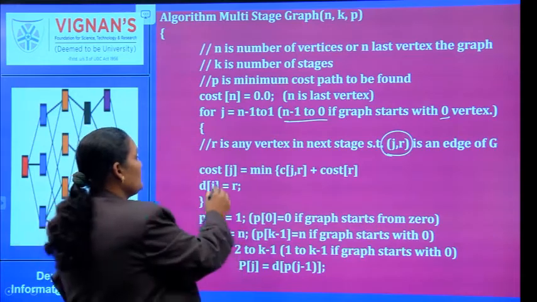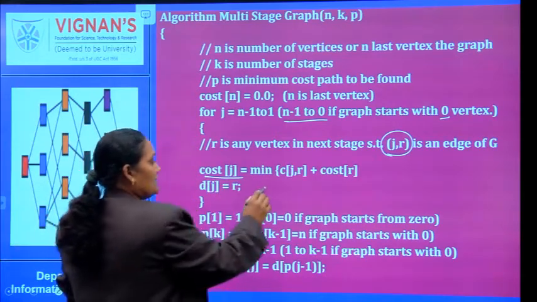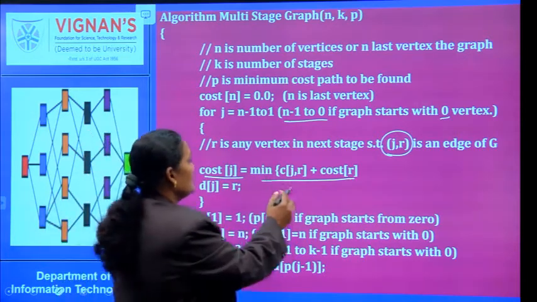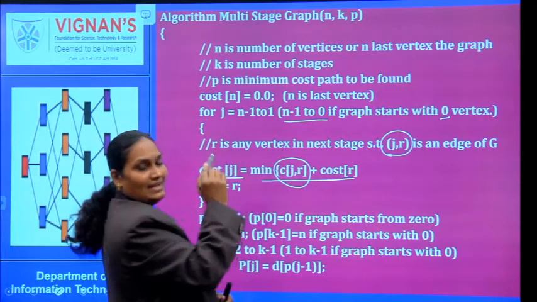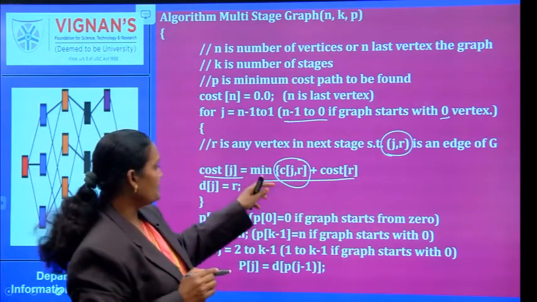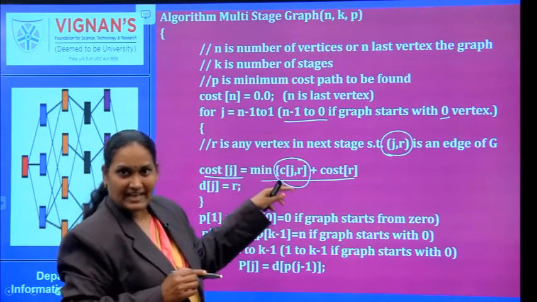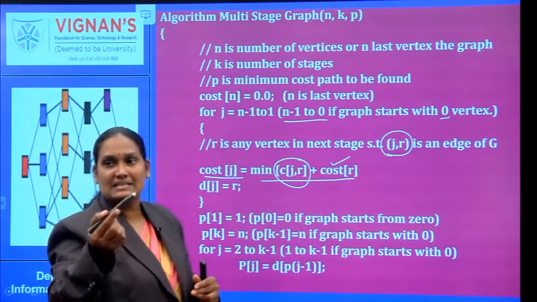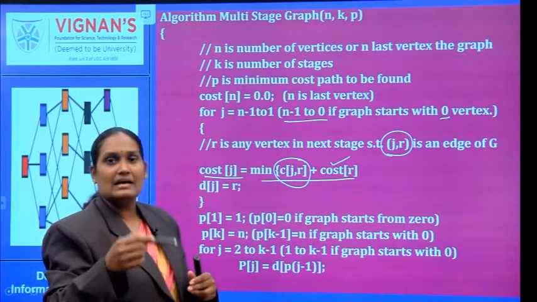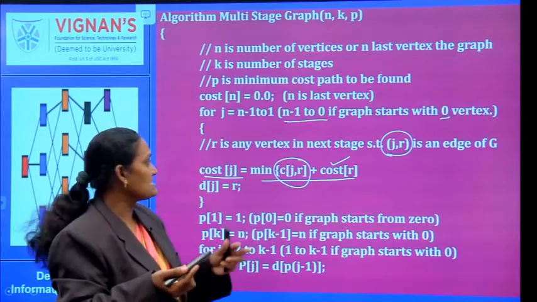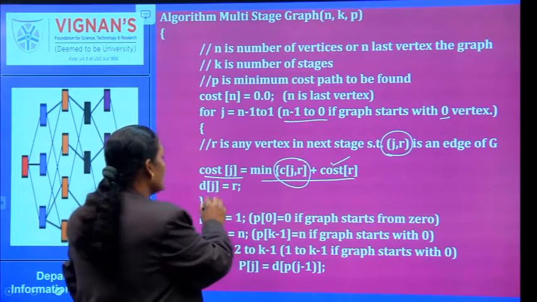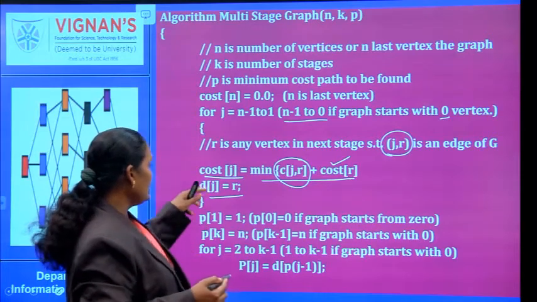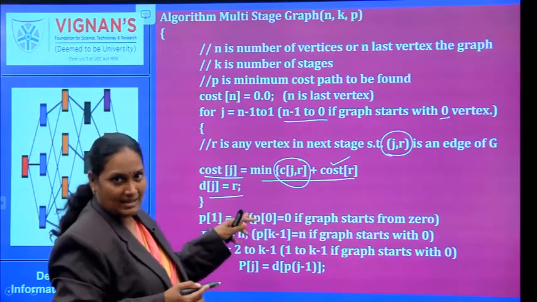And now I am going to find cost of j. Cost of j is equal to minimum of c of j r plus cost of r. Here c of j r means weight assigned to the edge j comma r, and cost of r means cost of reaching the vertex r. r is any vertex. Cost of reaching that vertex is represented with r, and d of j is equal to r. Here d of j is equal to r, and this d value is used in finding the path.